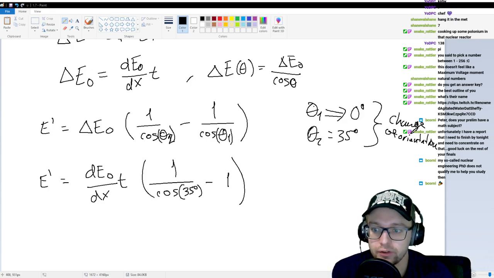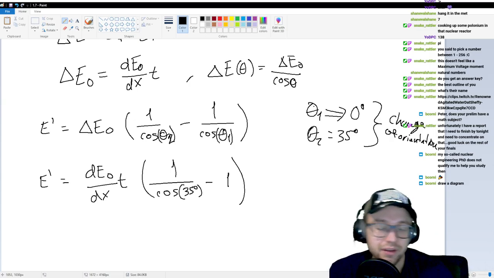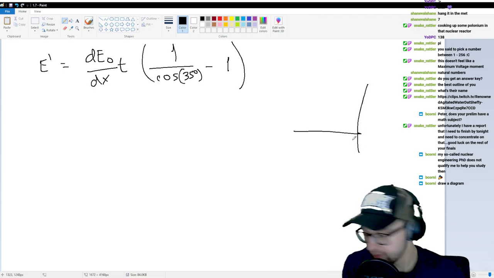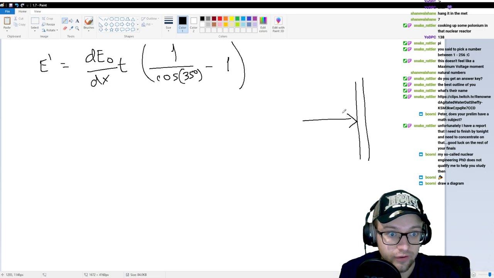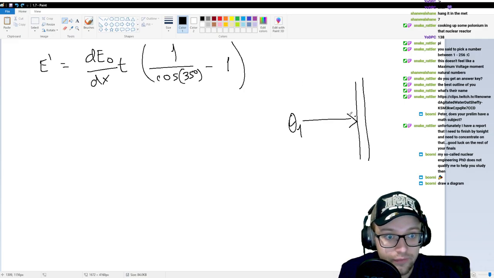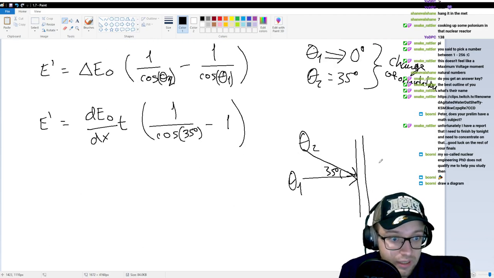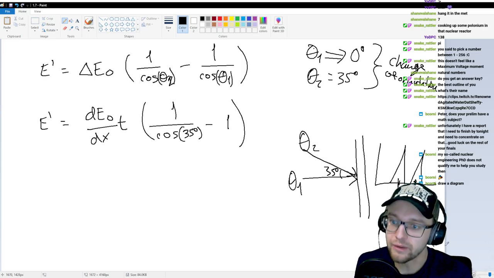The question is, we don't have an exact expression for this guy yet. This guy right here, you know? Draw a diagram. Okay, I will draw a diagram, only because you asked me. So basically the particles are coming in here. If this is our surface, they're coming in like so. Now, this is for theta 1. And now they're coming in at an angle that is 35 degrees to the normal. And this is for theta 2. And so the peak at these different angles has moved from here to here. That's basically what we're getting out of this.